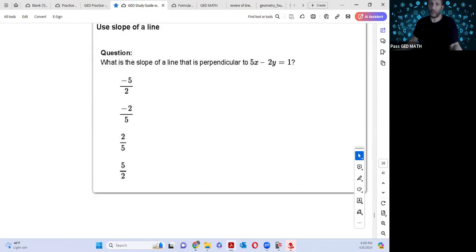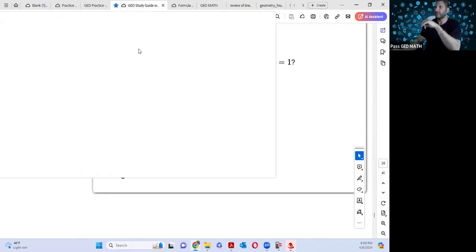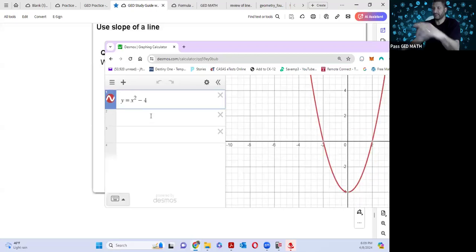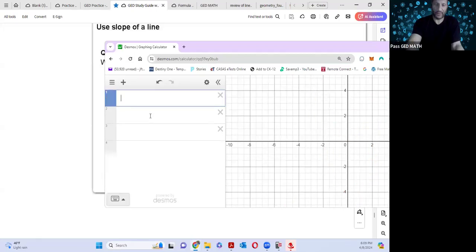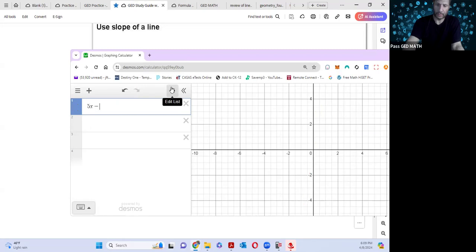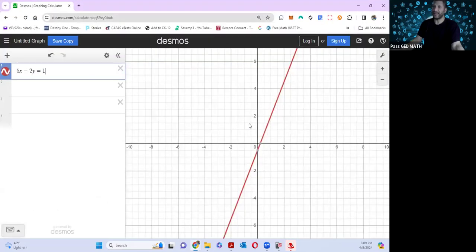So first of all, let me open up what's called Desmos. Desmos is a graphing calculator. As you're doing linear equations, you can use that to have a visual representation of those lines. So I'm going to go to Desmos, right? And I'm going to put this line in. I think it was 5x minus 2y equal 1. Okay. So let me maximize this screen. That is the line 5x minus 2y equal 1.